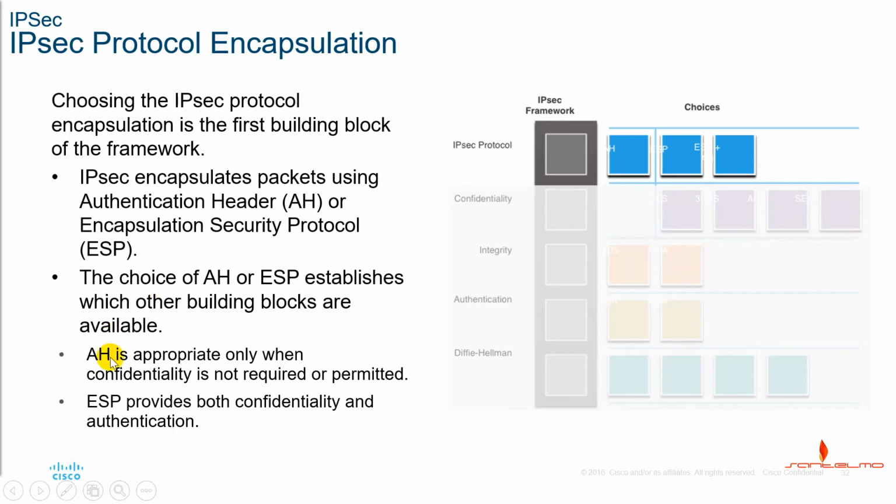Again, the choice of AH or ESP establishes which other building blocks are available. AH is appropriate only when confidentiality is not required or permitted. ESP provides both confidentiality and authentication. So again, be careful on building your own combo for these security associations, as the SA is the building block of IPSec.